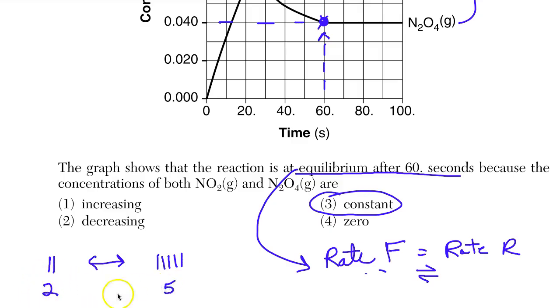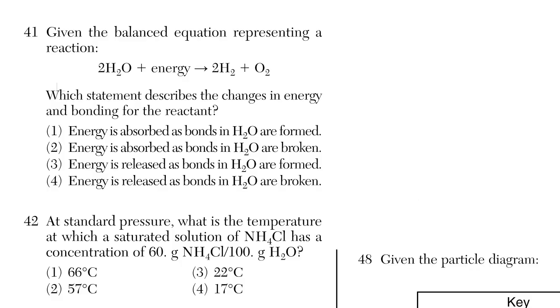The amount of reactants and products stay constant if the amount of products becoming reactants equals the amount of reactants becoming products. So number 40 is 3. Key points in equilibrium: the reactants and products stay constant, and the rate of the forward equals the rate of the reverse. Number 41.